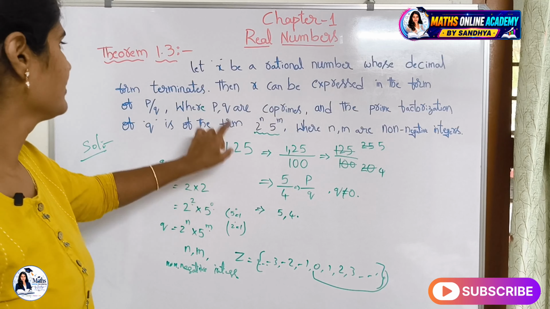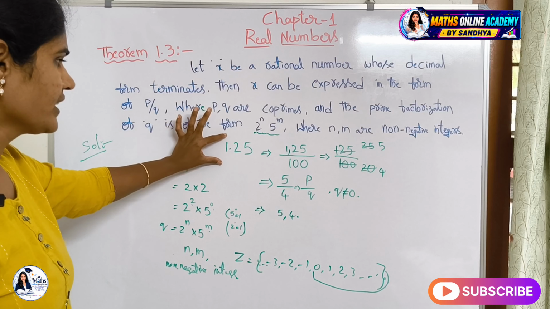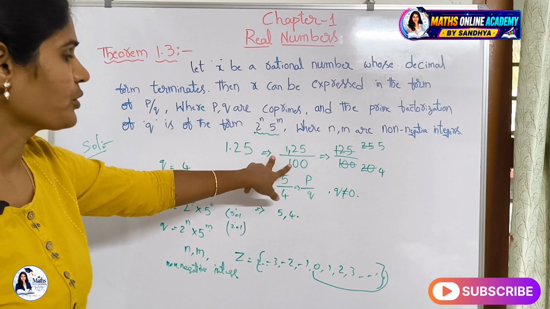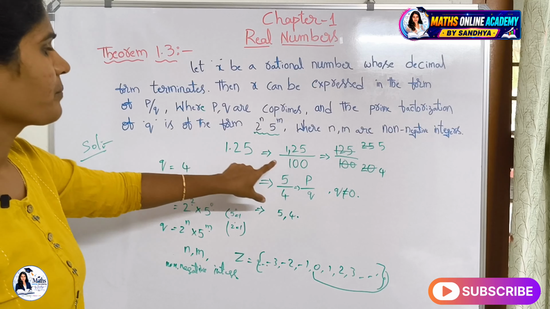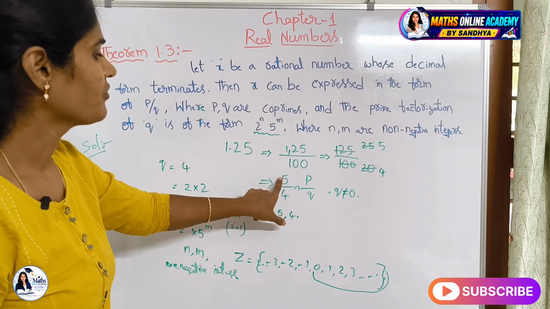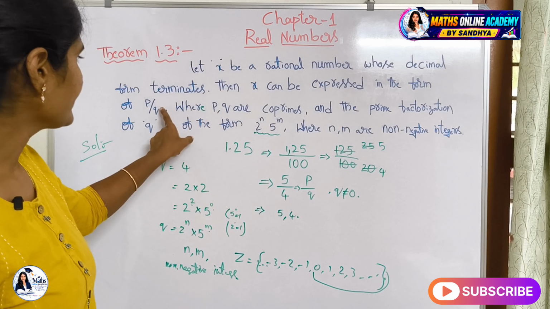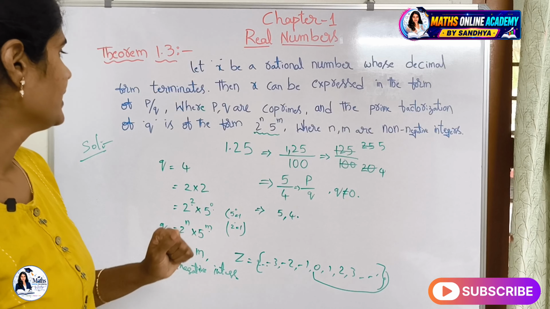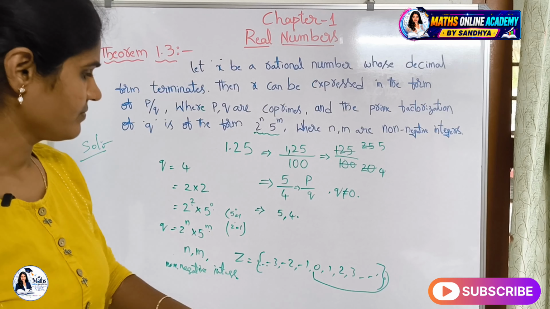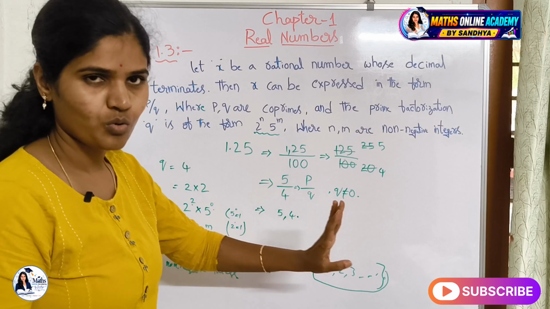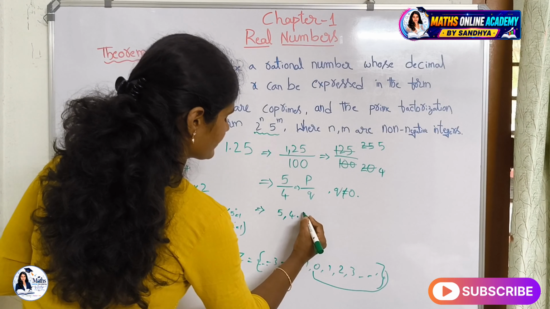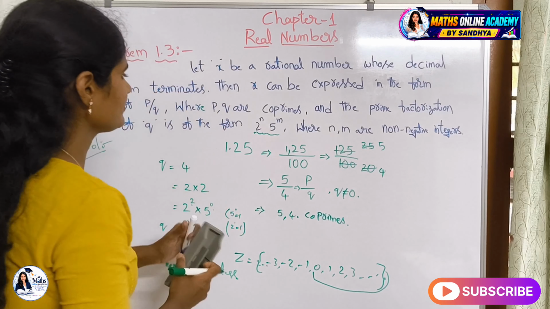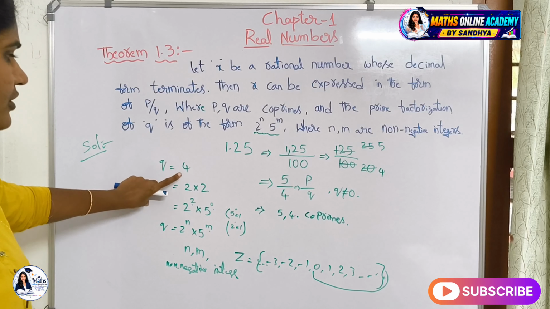From the starting, let's see. Let x be a rational number. We are taking x as 1.25 and we are converting into p by q form. So p by q form means it became 5 by 4. And here q is also not equal to 0. p value is 5, q value is 4. And these two are co-primes.